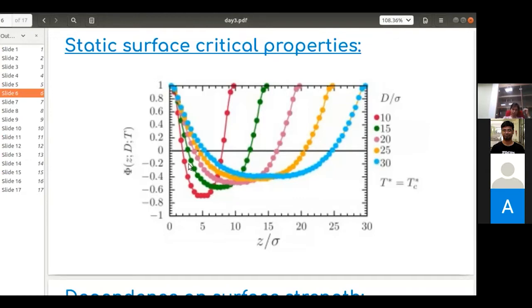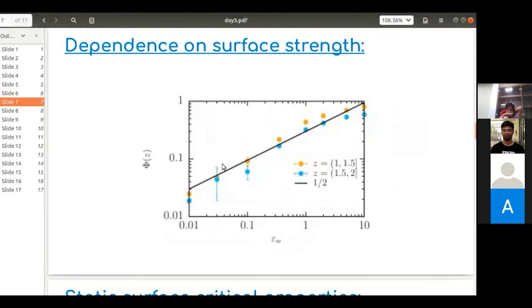And as you see here, as the distance between the two walls increases, the length scale at which the order parameter profile crosses over from positive to negative, which basically marks the width of the surface adsorption layer, increases as the slit width increases. So the moment you have a wider slit, there is more space for the A type of particles to come and form a surface adsorption layer on top of the surface. So the thickness of the surface adsorption layer gets wider and wider the moment I increase the slit width. All right. So now let's have a look at the dependence on surface strength.